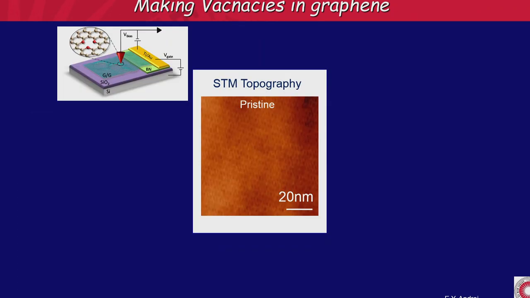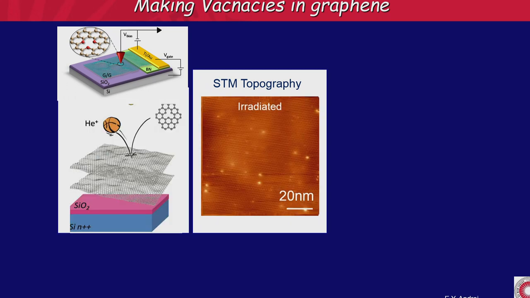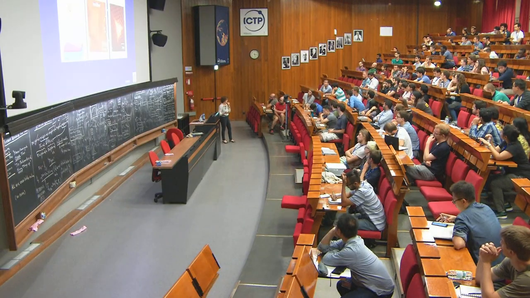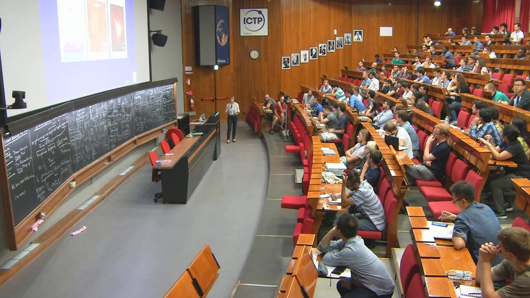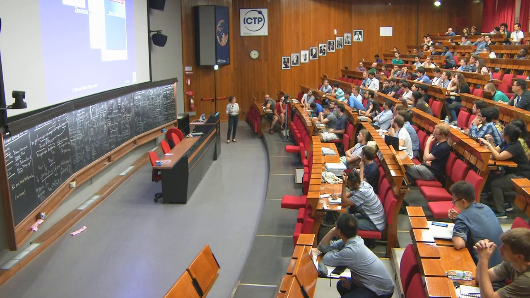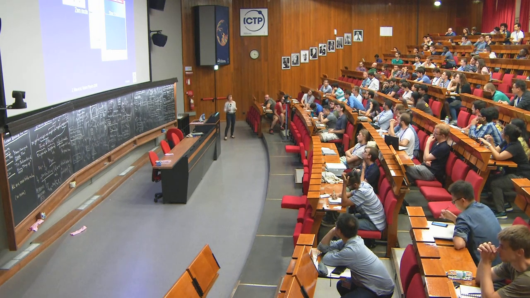And this is how we prepare them. So this is our STM. This is pristine graphene. We bombard this sample with low-energy helium ions, about 100 electron volts. And we create these spots here. And when you zoom in, you see this triangular structure, which is the signature of a single atom vacancy. Am I running out of time here? Okay, let me go for at most 5 more minutes, okay?